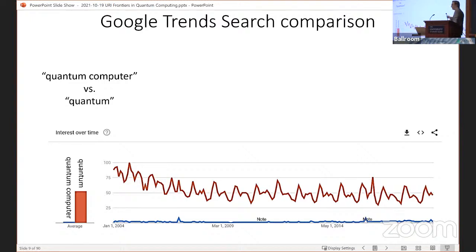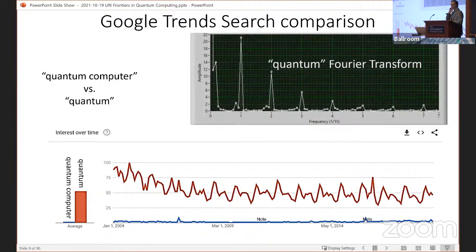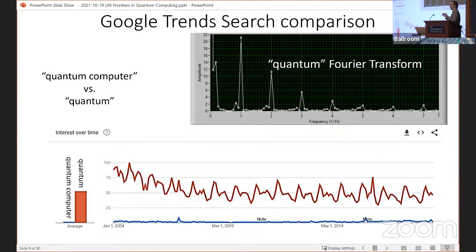But you probably noticed there's a pattern. I did too when I did this search. And so I decided to do a quantum Fourier transform, right? Which is to do a Fourier transform of the popularity of this word over time. And it's interesting that it has very clear structure and harmonics.